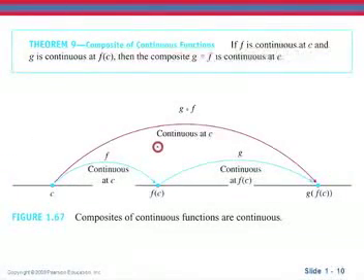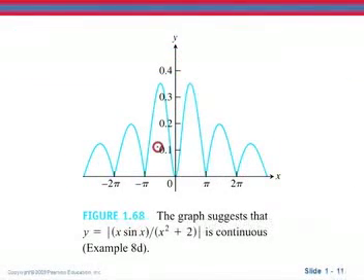If we have composite functions, if f is continuous at c and g is continuous at f of c, then the composite g of f is continuous at c. Now you can look at this graph and see that it appears to be continuous. If you look at the actual formula for this graph, since it's made up of products, quotients, sums, and composite functions, and x is continuous, sine of x is continuous, x squared plus 2 is continuous, the absolute value of x is continuous, then by using all those rules we can see that this graph also should be continuous.